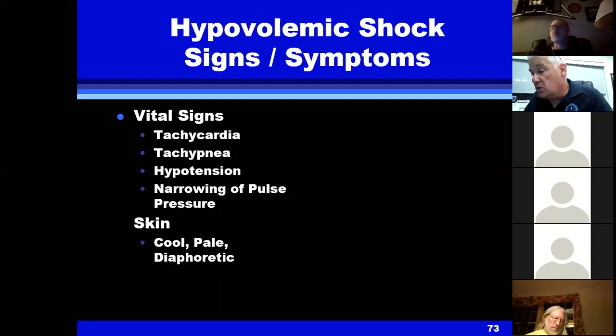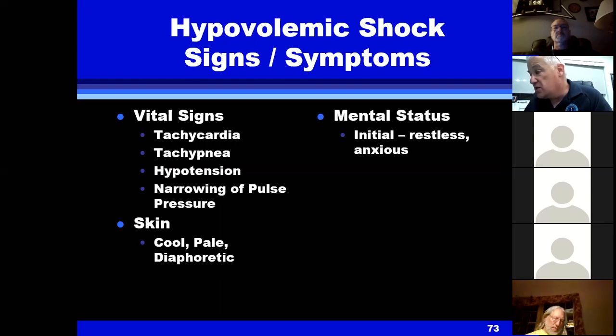The skin gets the typical cool, pale, and diaphoretic. In the late stage, they get the mottled, where there's total lack of perfusion. Initially, they're restless, concerned, anxious. You know, help me. Why are we here? Why are we not going to the hospital? And then ultimately, they become unconscious.